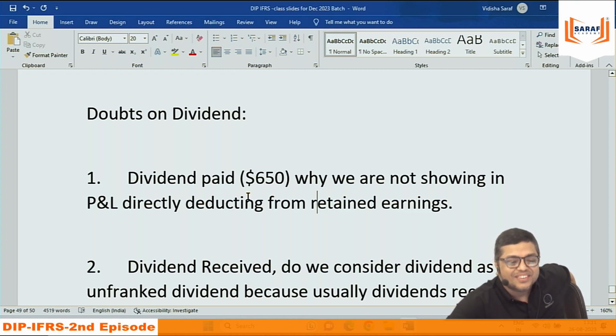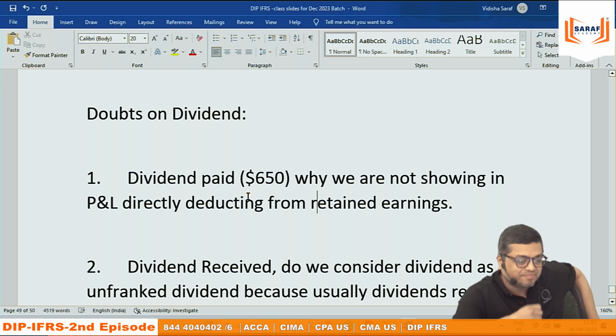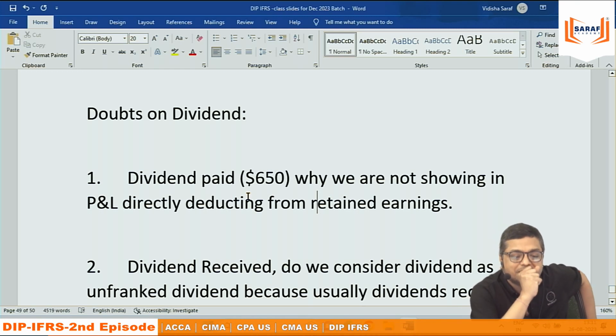Okay. Yes, Sujit. Sir, dividend we are paying to the shareholders. So it should be deducted from the retained earnings and it will go to the statement of changes in equity. And nowhere else. So first we create a liability, like we are creating it as a payable. Then the payable we will cancel.